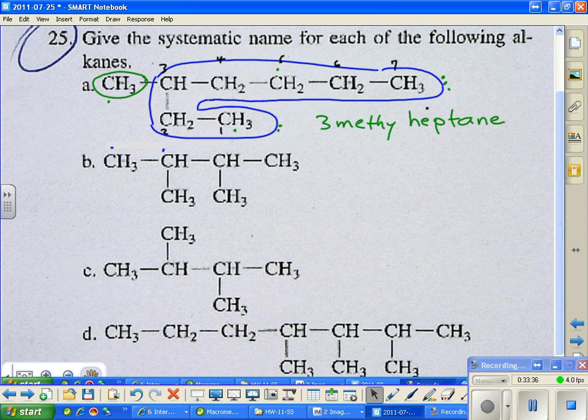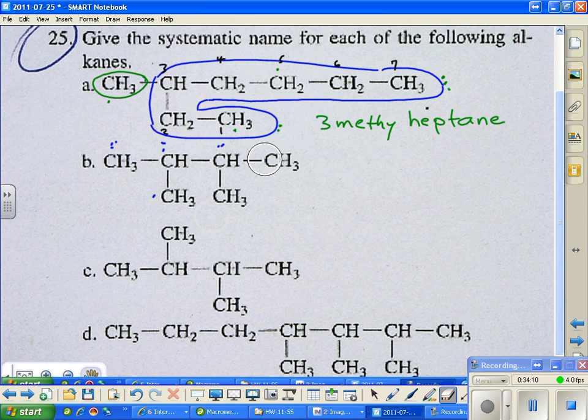Now, instead of going across, go down. 1, 2, 3. Is that the longest chain? No. So let's start here again. 1, 2, 3, 4. That could be number 4, couldn't it? 1, 2, 3, 4. So, does it matter whether we use this one or this one for 4? No, it doesn't. So it's your choice.